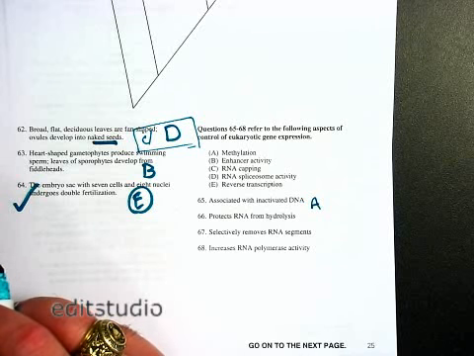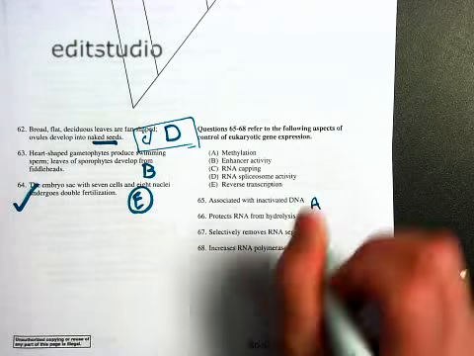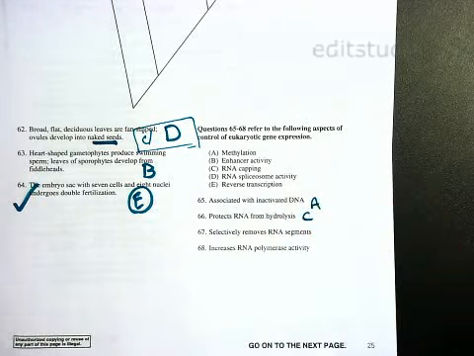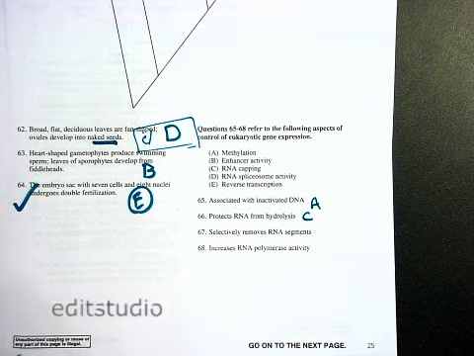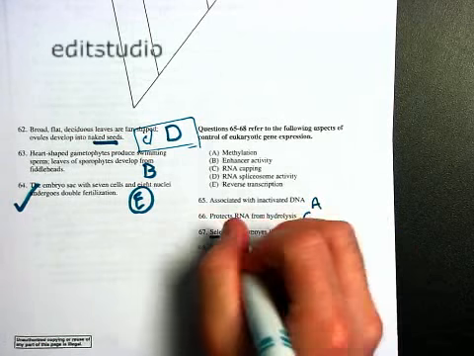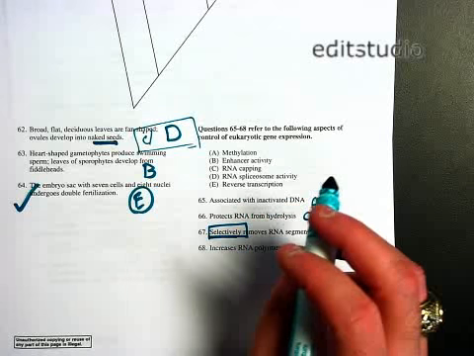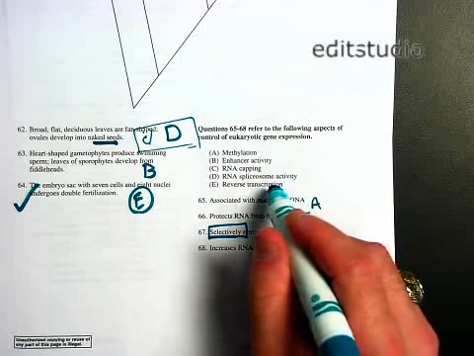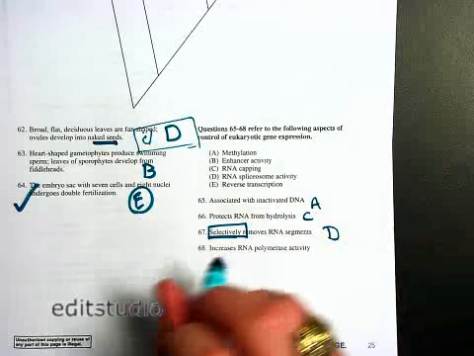Protects RNA from hydrolysis. What do y'all think? I'd say C. You put the poly A tail, the 5' cap. Selectively removes RNA segments, and I see that selectively, there's obviously a reason behind it, taking out pieces of mRNA. I would say that's going to be what? Yeah, I'd say D, spliceosome.